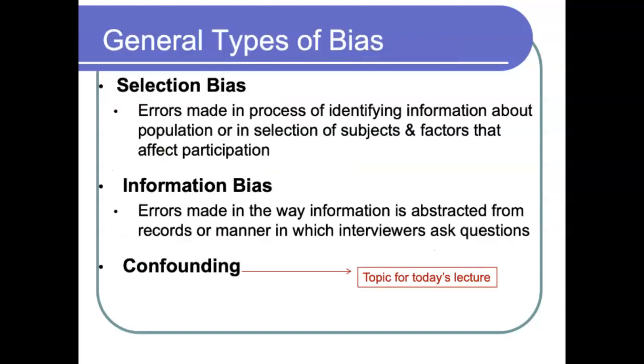When we're thinking about bias, there's essentially three sources of bias. The first is selection bias. The second is information bias. We will talk about these later on in the quarter. But for today's lecture, we're going to talk about confounding, which can cause us to get biased results. And so it's something we really have to think about and account for in order to make sure that we're getting results that aren't biased by the presence of confounding variables.